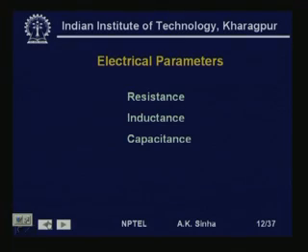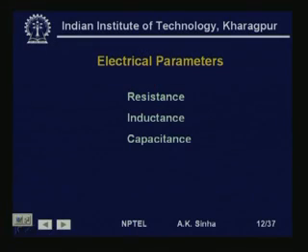Next, we will talk about the electrical parameters. Now, we are using overhead conductors, and these conductors have a certain amount of resistance to the current flowing through them. So, depending on this resistance, there is going to be power loss in these conductors. Therefore, we must find out what the resistance of the conductor is.